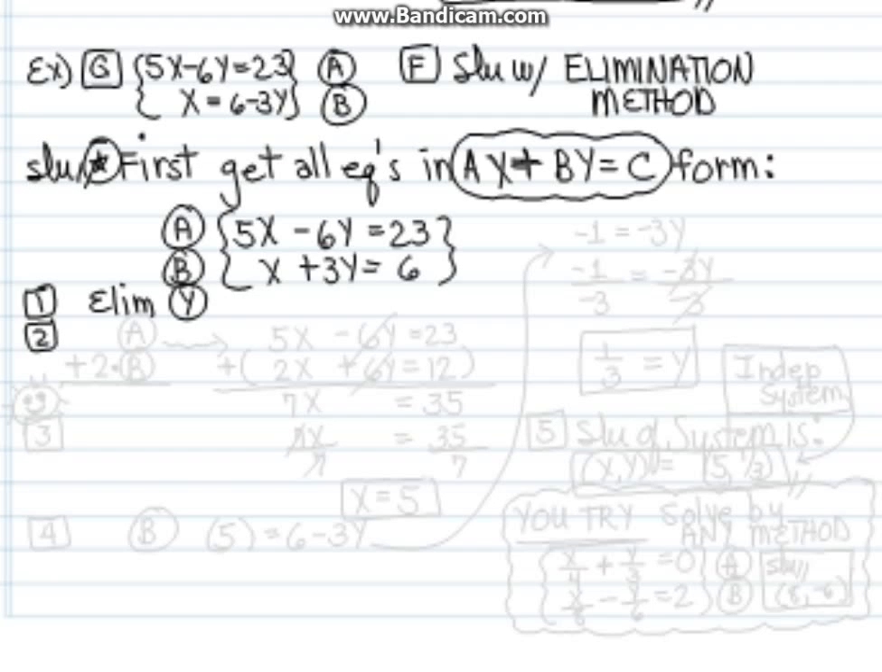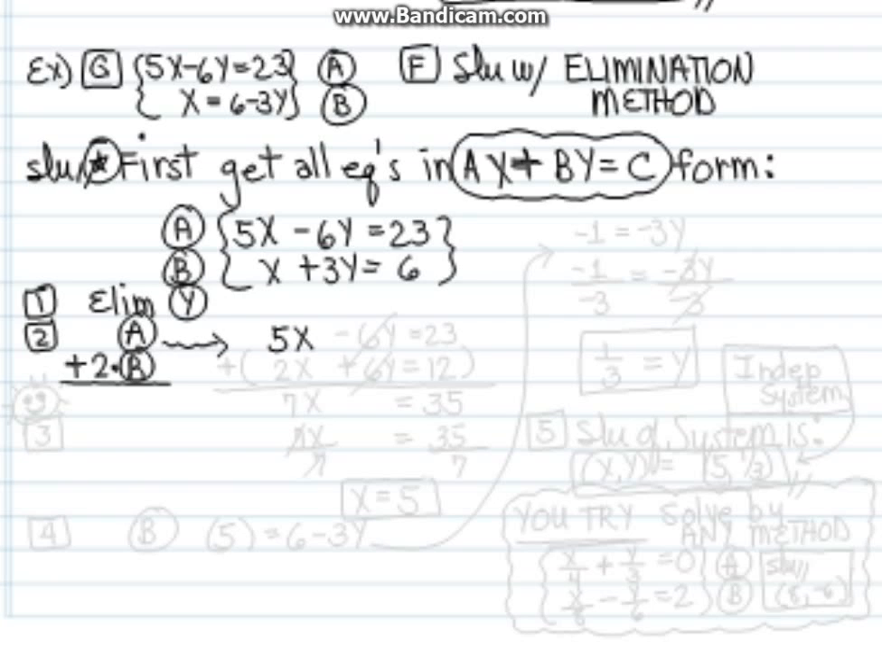Step 2, I'm going to add an appropriate multiple of equation A to an appropriate multiple of equation B in order to eliminate the variable y that we chose in step 1. Just by examining what it's going to take to get rid of the y, I can see that if I take equation A, which contains negative 6y, and I add 2 times equation B, well, equation B contains 3y. If I multiply it by 2, it'll be positive 6y. So I'm going to be adding a negative 6y to a positive 6y. That's going to eliminate the y's. That's going to give me what I want. So let's do it right here.